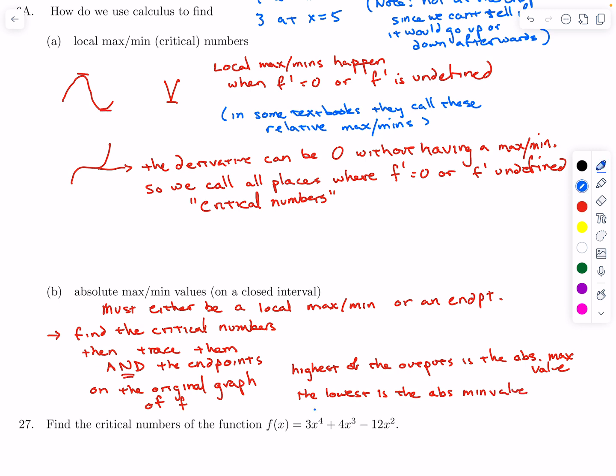And just a note, along with absolute, some textbooks, they're called global instead of absolute. So there's two different words that get used. Local and global, absolute and relative. Local and relative, absolute and global. So, yeah.